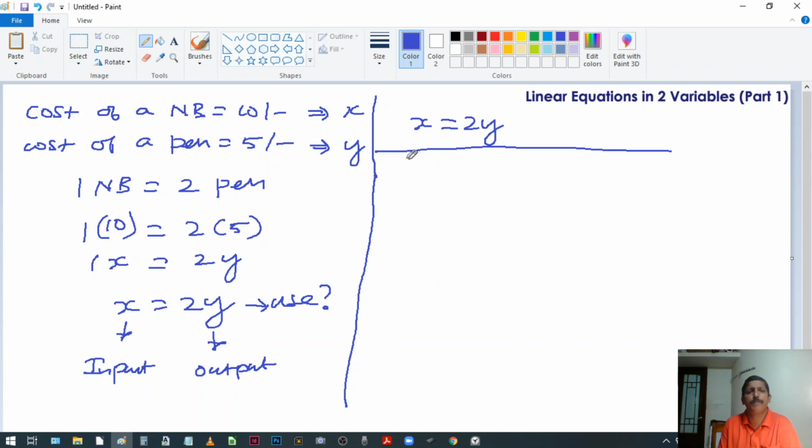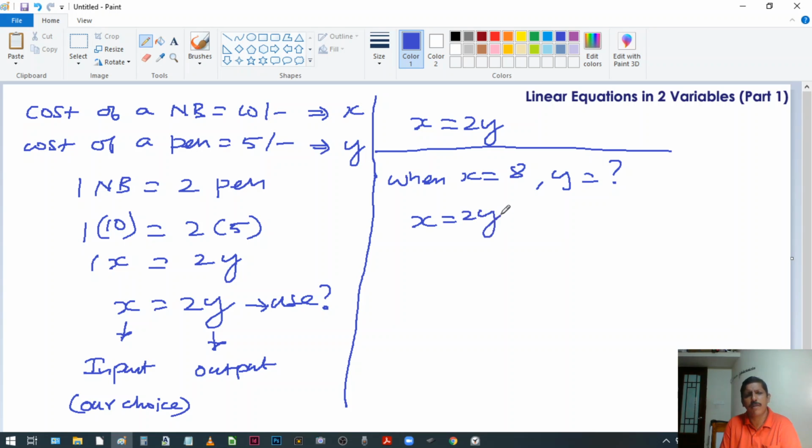Now, input is our choice. So now the value is 10. It is our choice. We can change it to 8 also. When x is equal to 8, what will be y? So apply the formula. x is equal to 8, so 2y. What is the value of y? That means 8 divided by 2. So y is equal to 4.